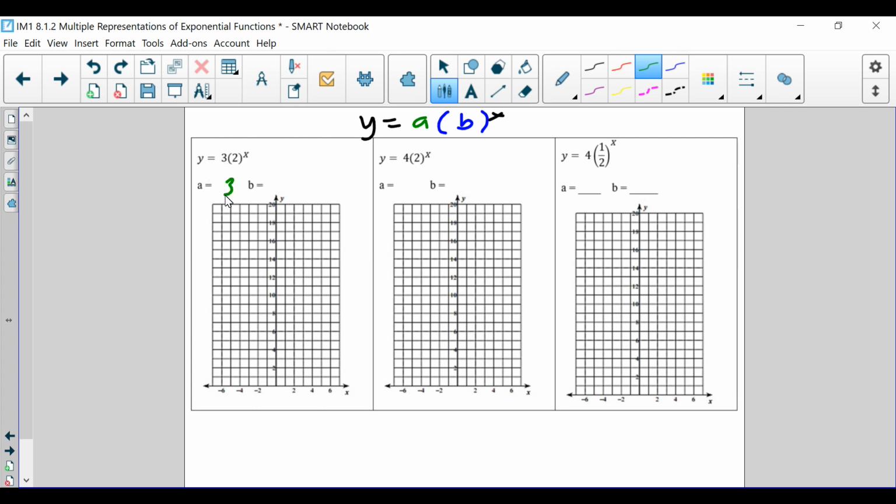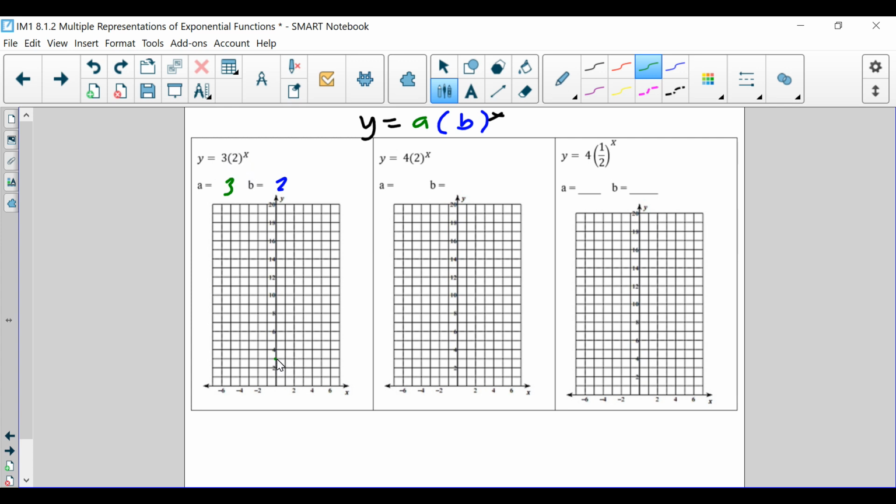It's 3, and b in this second case, or the exponential multiplier, is 2. So let's start where we notice the y-intercept is 3, so we go on this y-axis. Where's 3? 3 is located right here. Then we've got the y-intercept is 3, but every time this number is going to get bigger by multiplying by 2.